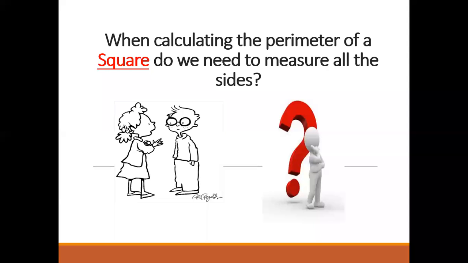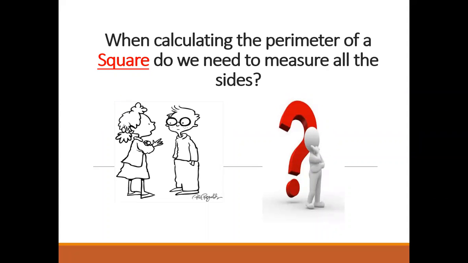There is a square with side 3 centimeters. If we are asked to find the perimeter, our method is the sum of all sides: 3 plus 3 plus 3 plus 3. Adding 3, 4 times is nothing but 4 into 3. What is this 3? Side. So that will be 12 centimeters. So when a square is given, instead of adding all 4 sides, you can write 4 into side as the formula for perimeter.